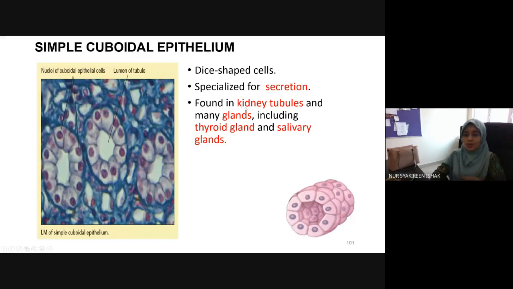The secretion process also occurs in the nephrons. Okay. Yang proses ni kita tengok lagi detail masa semester 2 lah. Saya tak terangkan kat sini macam mana secretion dalam kidney berlaku. Okay.